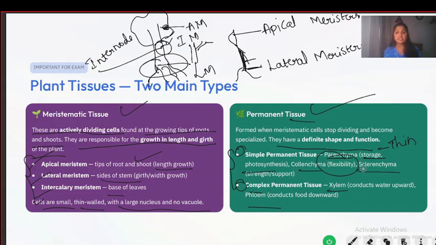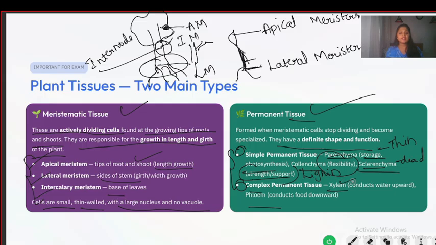And the next one is sclerenchyma. Sclerenchyma is a dead cell. They are very narrow, and the walls of the cell are very thick. They are made up of a substance called lignin, which makes it very thick like cement. It is also called a cementing material in the plant. It provides strength and support to the plant or the tree.